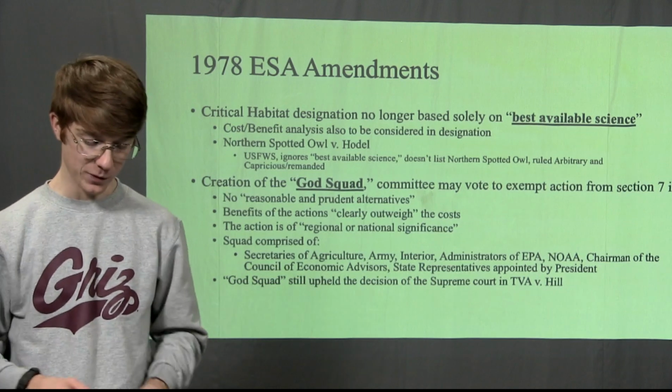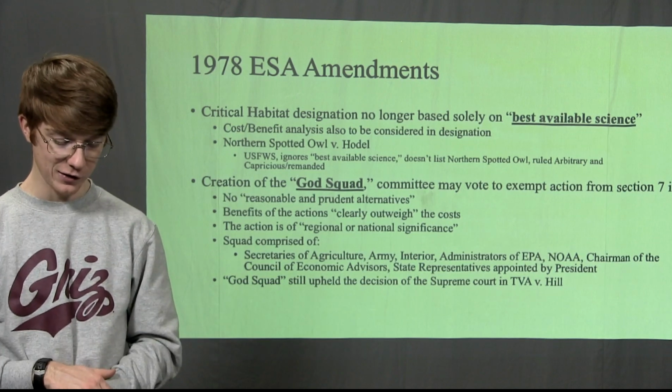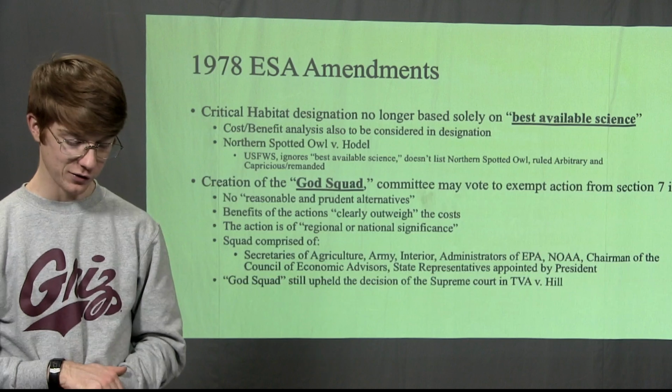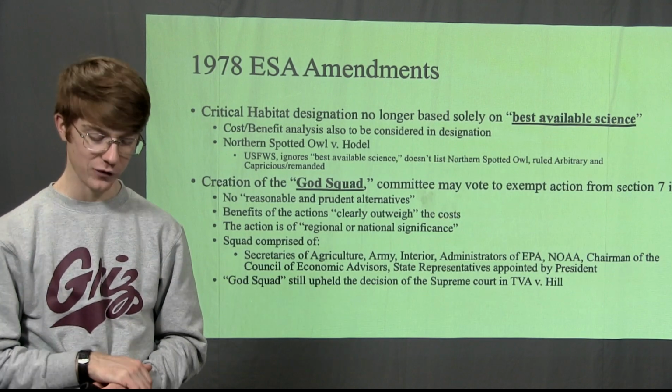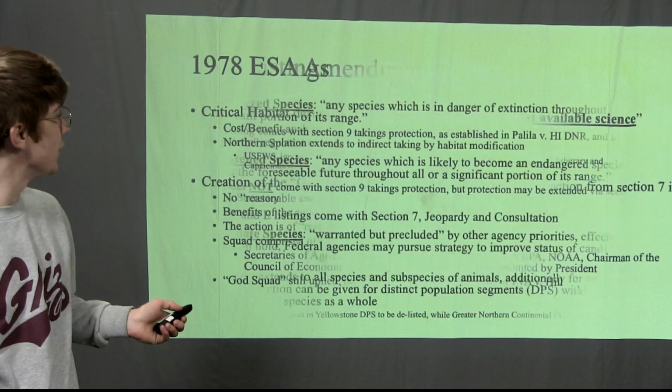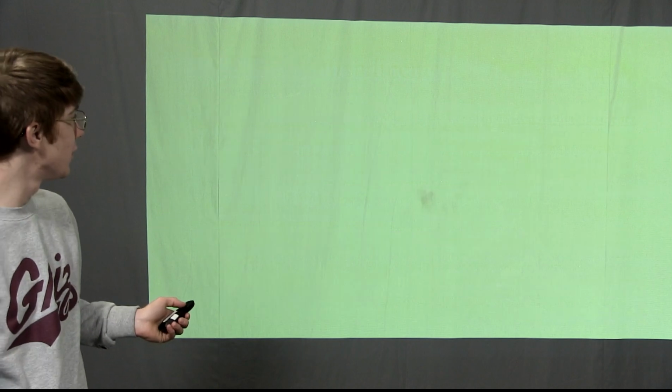What ESA provision permits the Fish and Wildlife Service to delist grizzly bears in the greater Yellowstone ecosystem while keeping the species listed as threatened in the Northern Continental Divide ecosystem? I do have a slide for this one, I know.